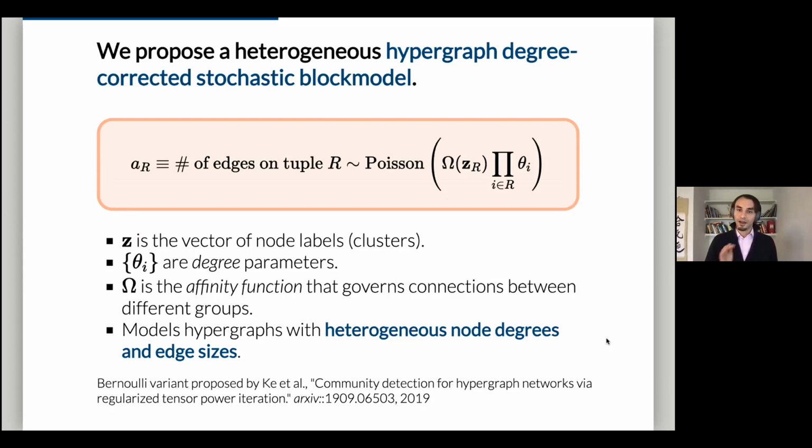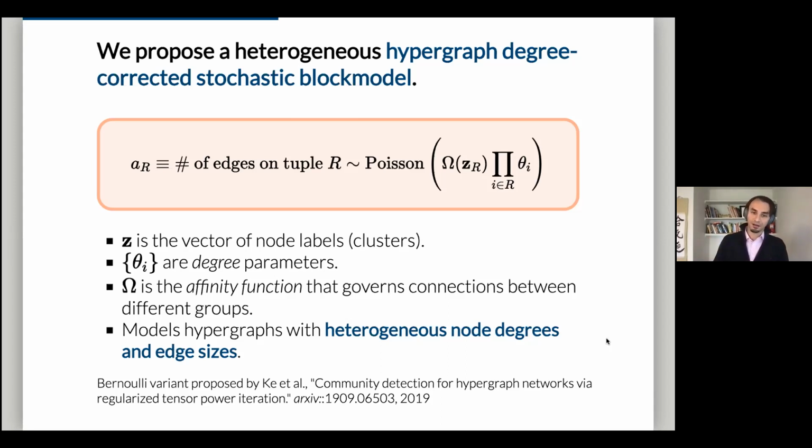In order to determine the number of edges on this tuple R, we are going to sample from a Poisson distribution again, where we are going to consider two points. The first is the model's view of the expected degrees of the nodes, and these are again reflected in degree parameters. We just have now more than two of them to multiply together, but they play the same role. Second, we have a generalized affinity function that we've called omega here. Omega is a function of the group labels of the nodes in this tuple R, and it governs the rates of connections between different groups. So omega might say, for example, that there are more connections within groups than between groups.